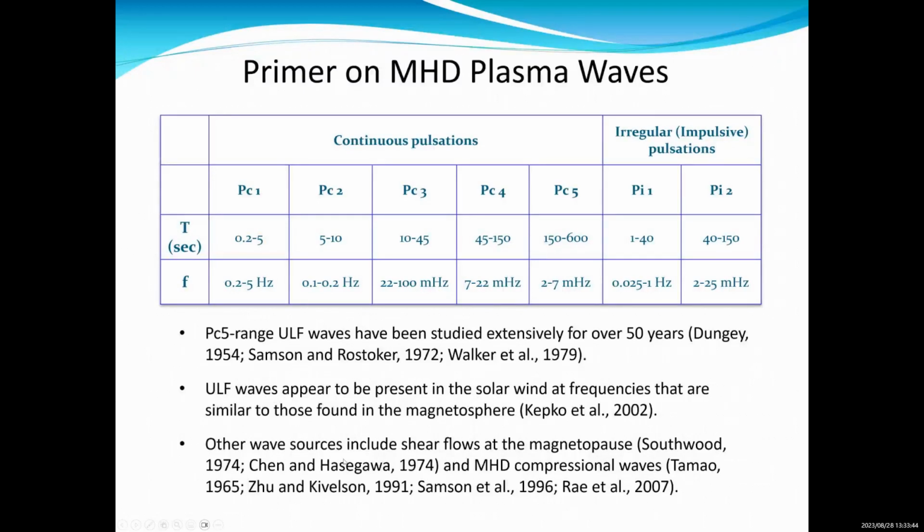Another possibility is that these waves are excited at the boundaries of the magnetosphere, at the magnetopause, where you have shear flows that drive Kelvin-Helmholtz instabilities and MHD compressional waves. So either surface waves or compressional waves generated directly on the magnetopause by the solar wind may be the source for these excited waves in the Pc5 range.